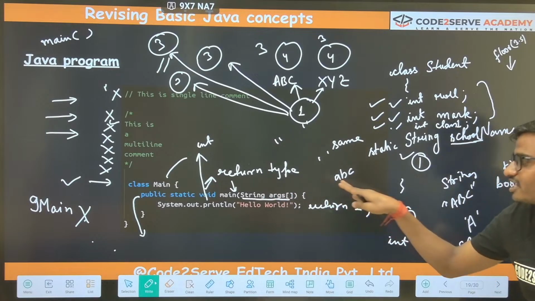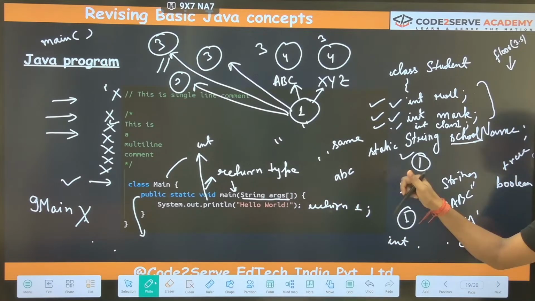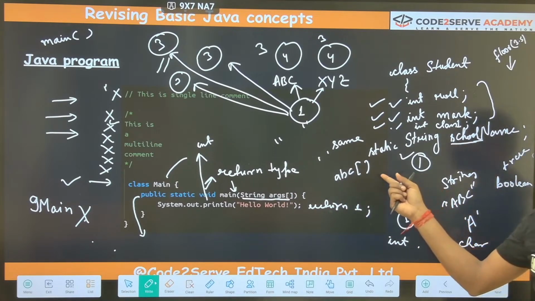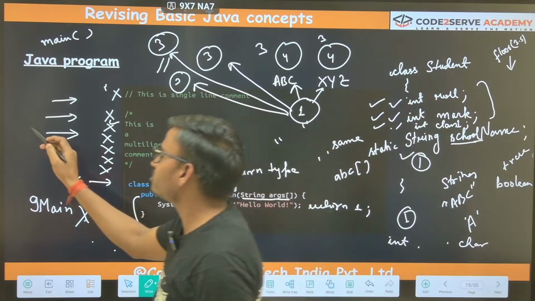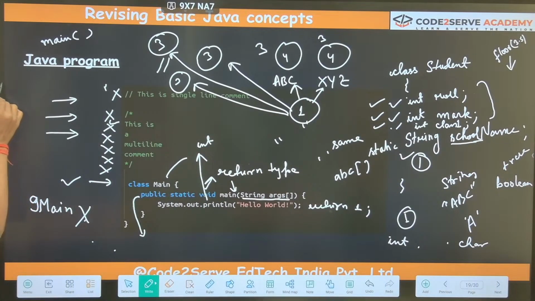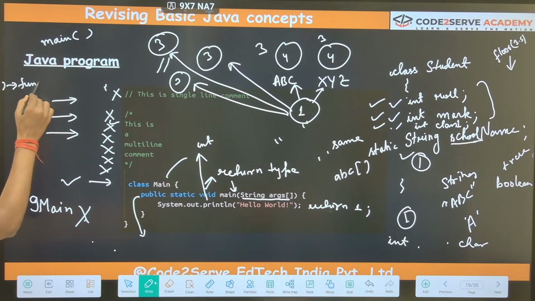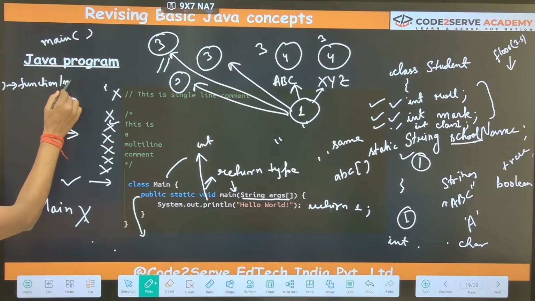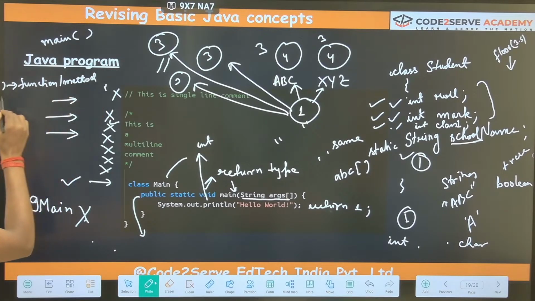So you can write String ABC and you have to give an array sign. Got it? Whenever you see rectangle braces, this is an array. It is for function or method.